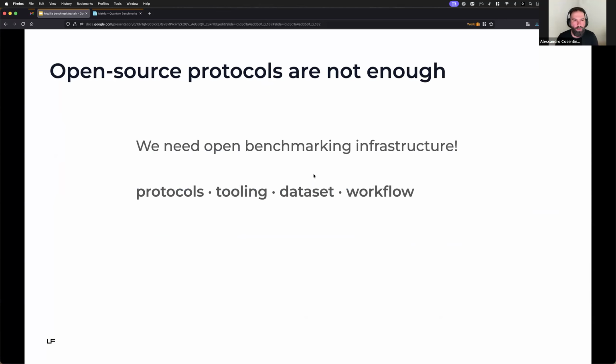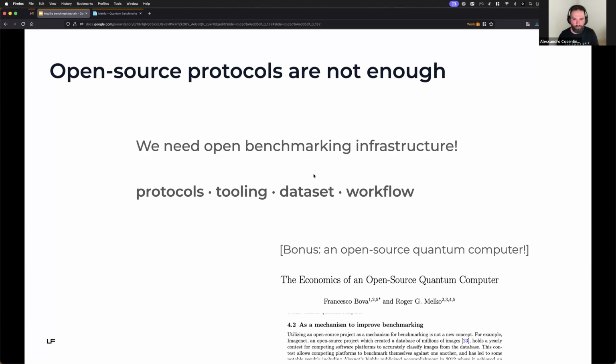So the thesis of this talk is that not only do we want open source protocols, which we already have for quantum benchmarking, but we need a full open benchmarking infrastructure. We need the protocols, but we also need all the tooling around it. We need more comprehensive data sets than what we have now for cross-platform checks. We need a way to think about the workflow end to end, including reviewing the benchmarking results in a more open and accessible way.